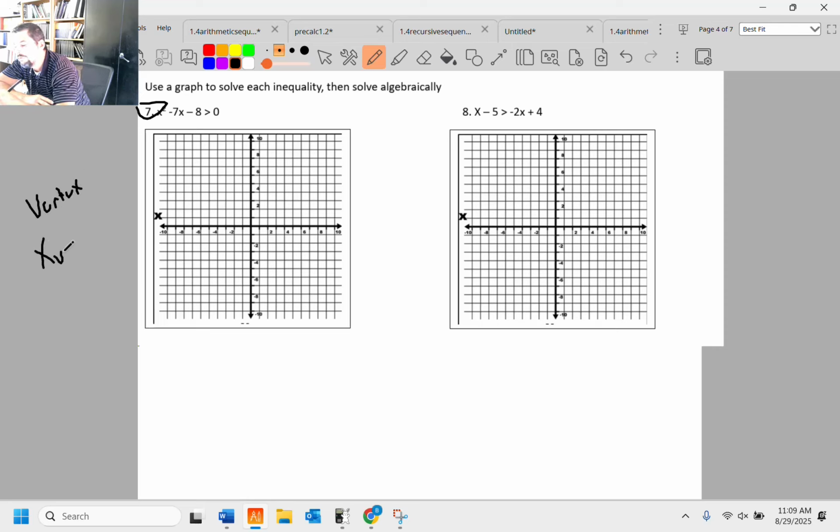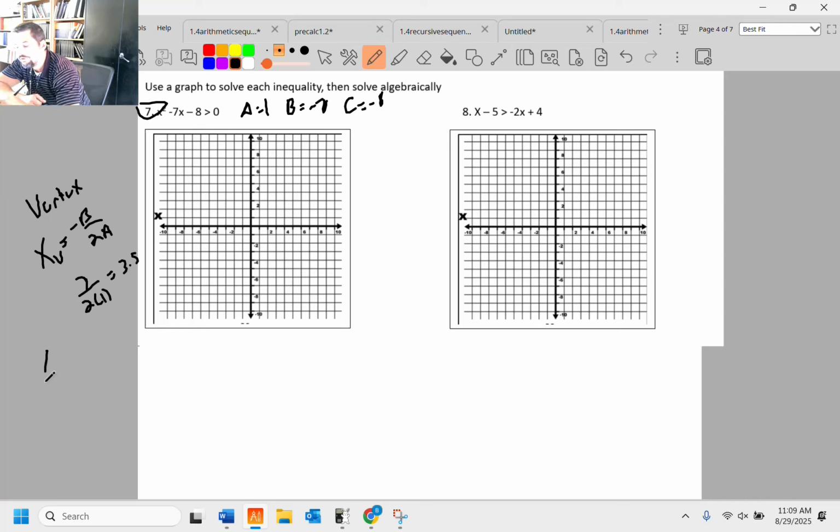And the x-coordinate of the vertex, and this is something that's so hard for kids to remember, even though it was taught to you in Algebra 1, is opposite b over twice a. So a is 1, it's in front of x squared. B is negative 7, it's in front of x. And c is negative 8. So opposite of a negative 7 is a positive 7. It's going to be over twice a 1. 7 over 2, we'll use the decimal 3.5, okay?